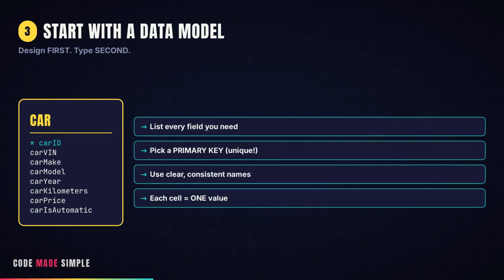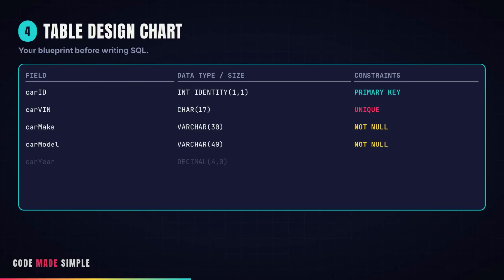Before you write a single line of SQL, build a data model. List your fields. Pick a primary key that's unique. Give things clear names. Design first. Type second.